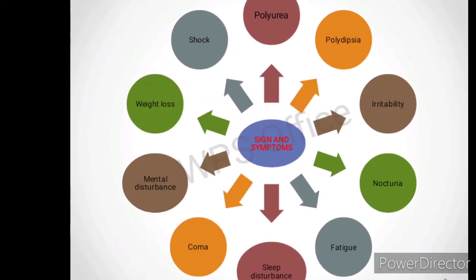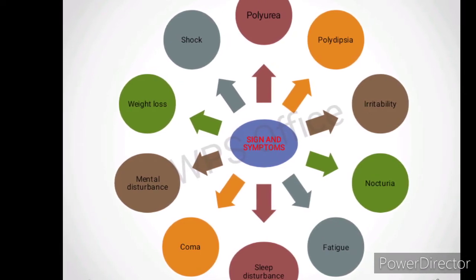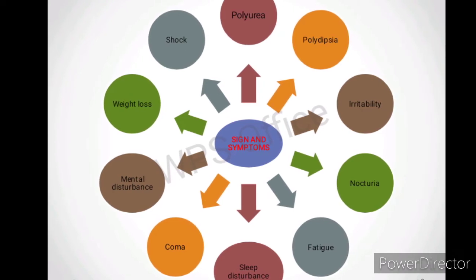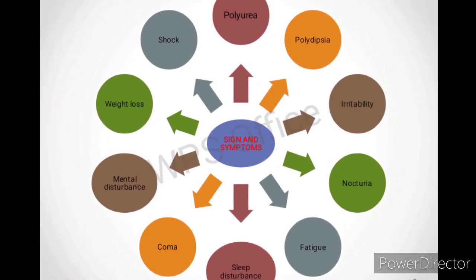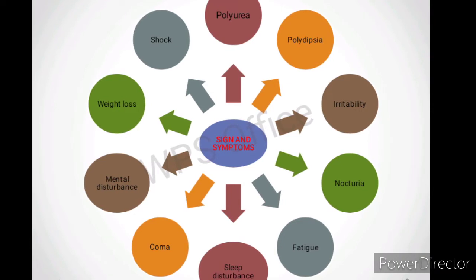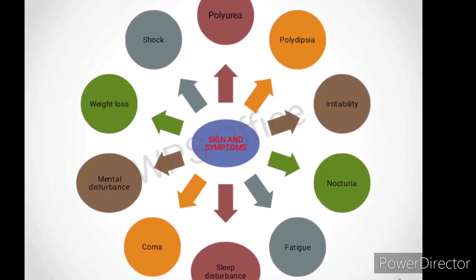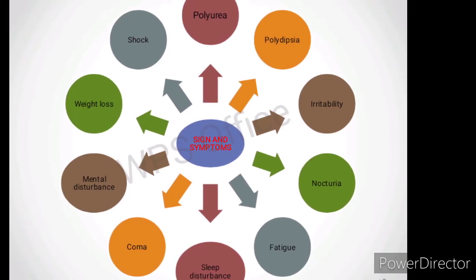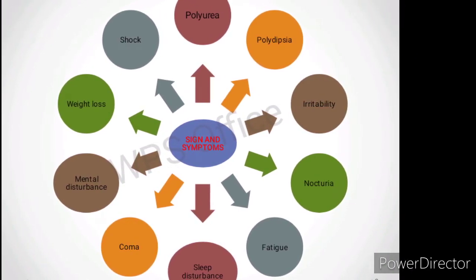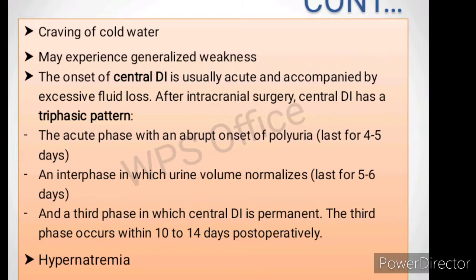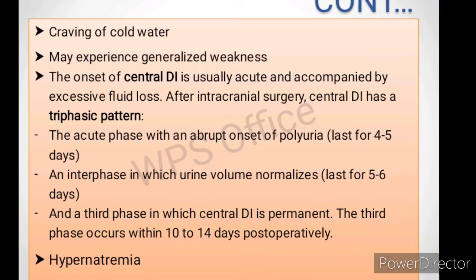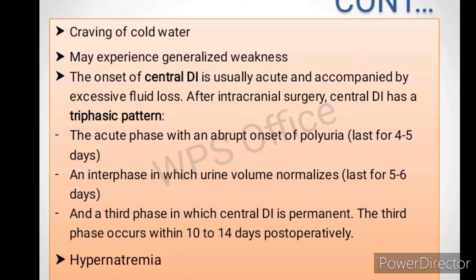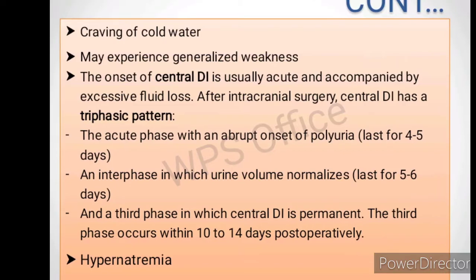So the signs and symptoms will be like polyuria and polydipsia. Polyuria means excessive urine output. Polydipsia means excessive thirst. Then irritability, nocturia, which is more urine output during the nighttime, then fatigue, sleep disturbance, coma, mental disturbance, weight loss, shock. Then craving of cold water, and may experience generalized weakness. So all this hypernatremia and all these are the signs and symptoms.